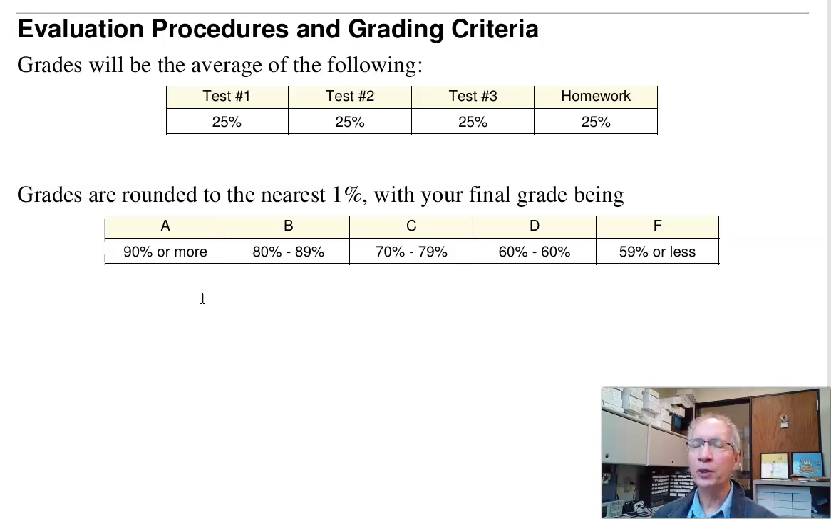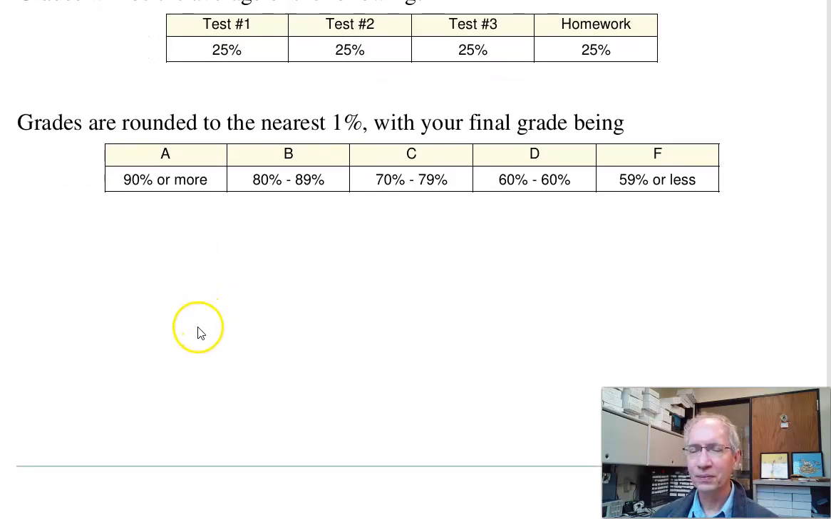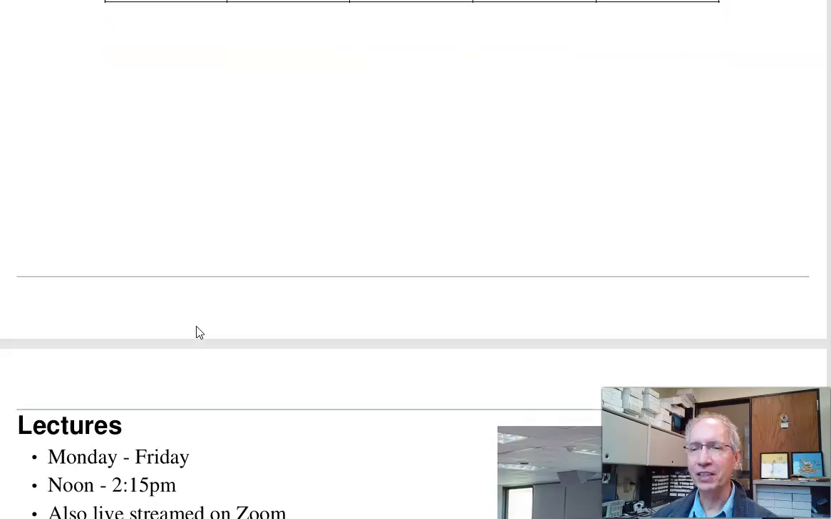On the homework, you're more than welcome to work together, teach each other how to do the problems. Testing, however, is individual effort. Please do not work together on tests. I get kind of upset if people do work together on tests.